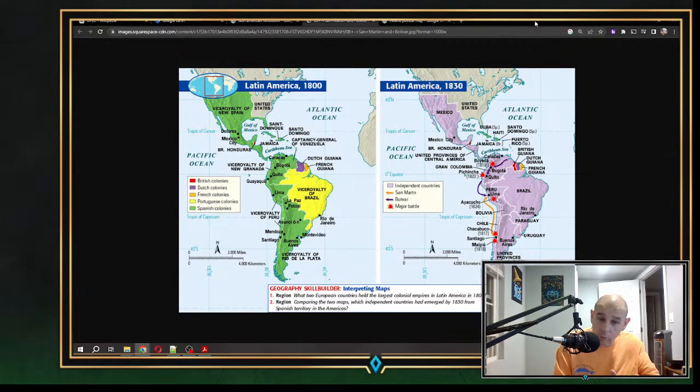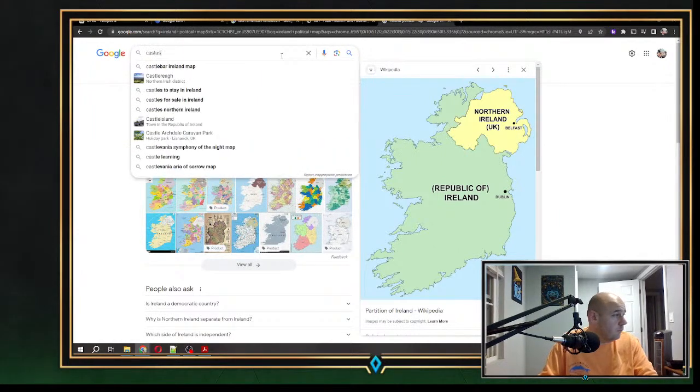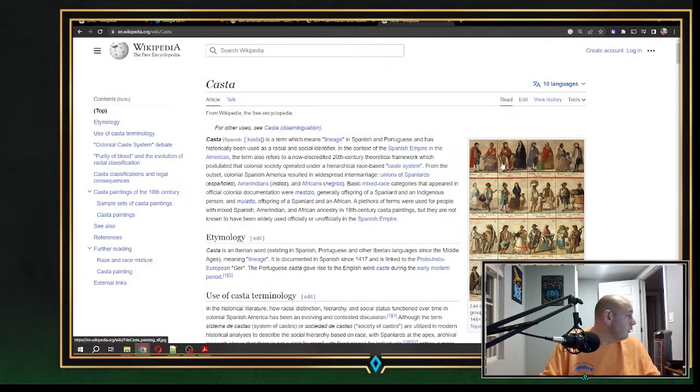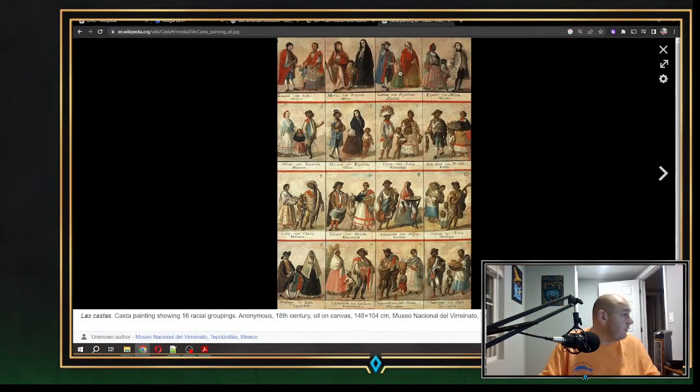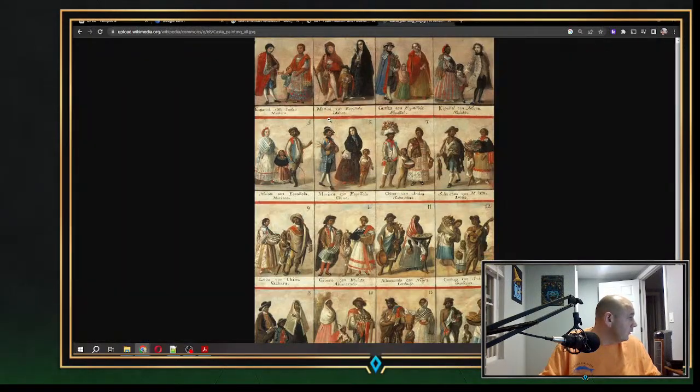Even if a white European and a white European had a child, that child was still racially classified below European whites. So there was a lot of this racial categorization. Remember, it was called the castas system, where if you pull up the castas, here's the castas. This is still one of my favorite documents, maybe the entire course. I just think it's so profoundly cool. So I can't zoom too much more in.